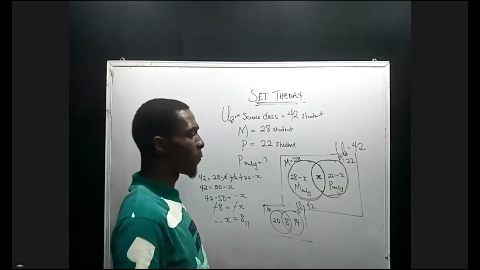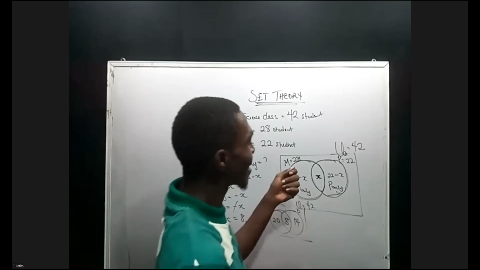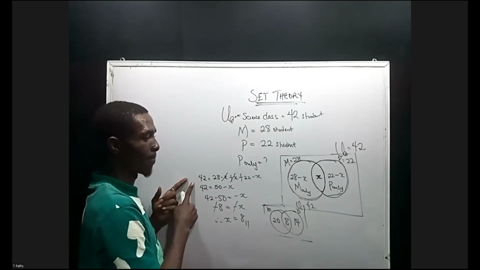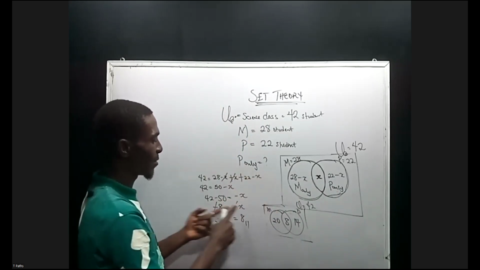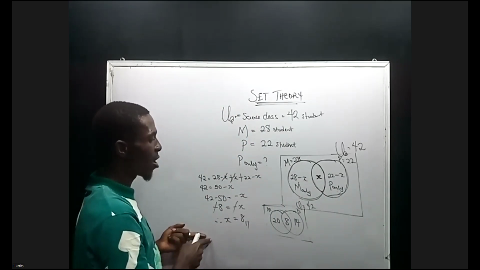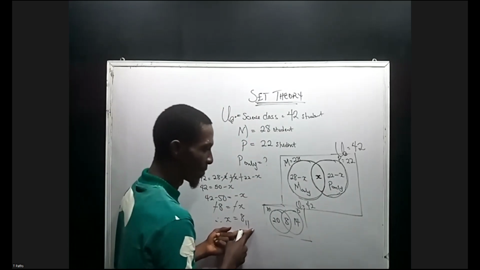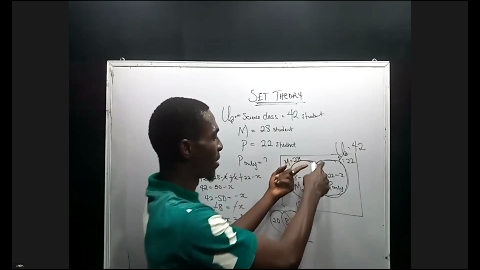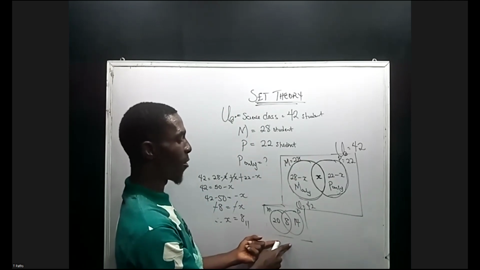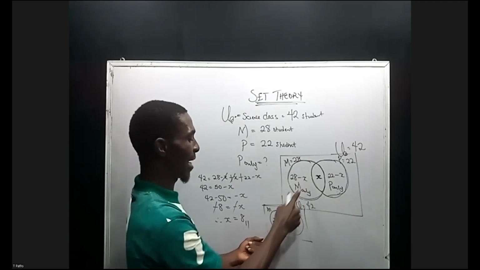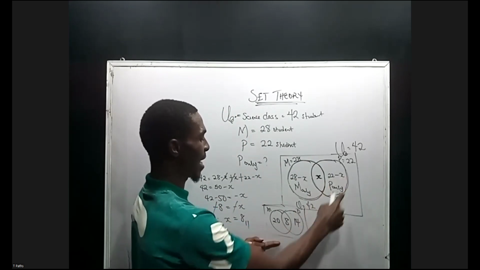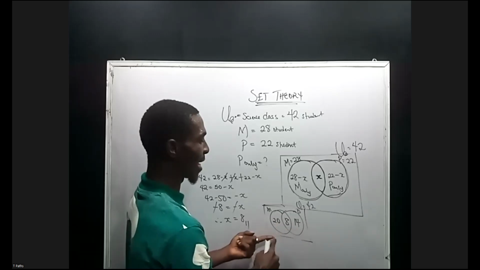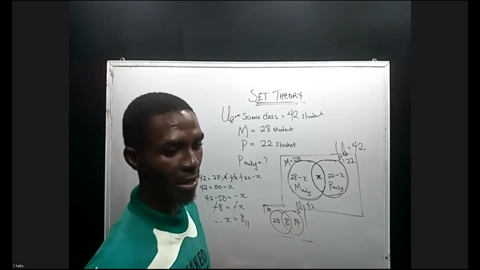Now, how can we solve for X and use that same value to get physics only? That is where I brought the mathematics out here. Doing the mathematics with the operators we have here, we end up having X to be 8. Substitute X equals 8 back into the first expression, and that gives us the new diagram: 28 minus X is 20, 22 minus X is 14, and X remains 8. If I add all these three together, I must get my universal set. That is the logic behind it.